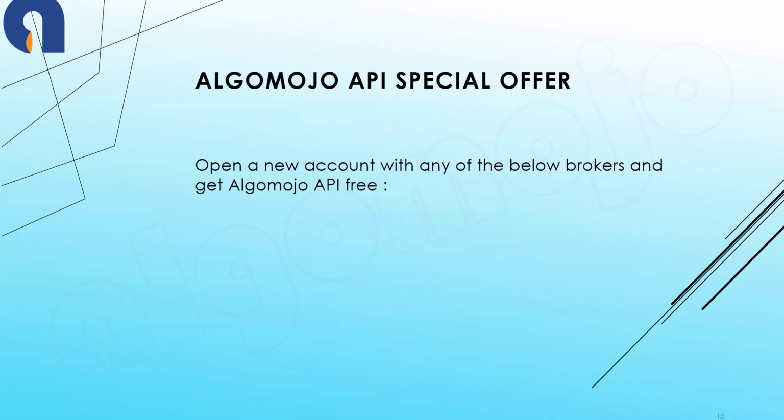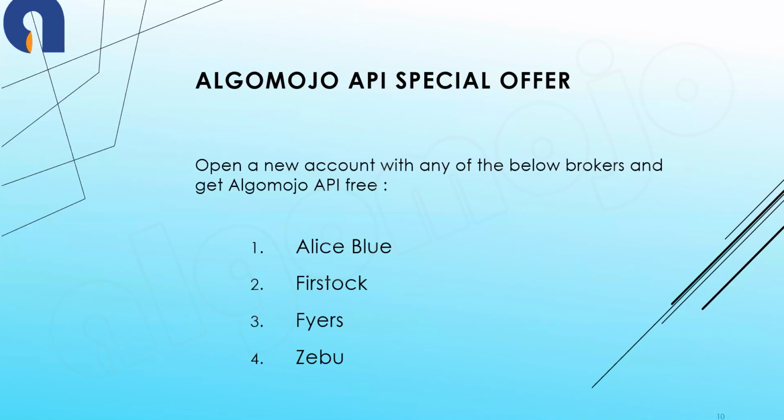Now, there's a special offer from Algomojo. This had been withdrawn earlier because of the changes recommended by the regulatory authorities and the brokers. However, there are a few brokers who have extended this facility for people who open an account in Alice Blue, Fyers, or Zebu. You can get the APIs free of cost for life. For the rest of the brokers, you will need to get a subscription.